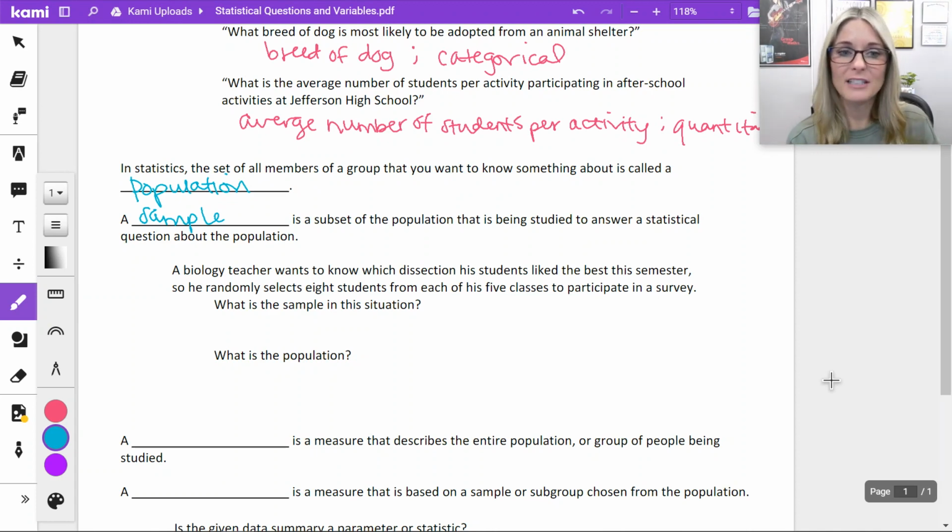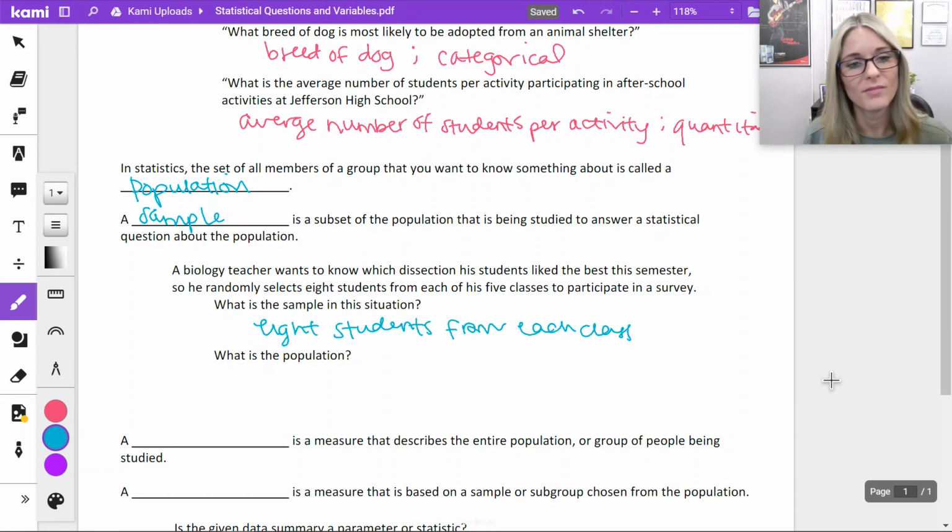Another example here, a biology teacher wants to know which dissection his students liked best this semester. So he randomly selects 8 students from each of his 5 classes to participate in a survey. What is the sample in this situation? And what is the population that he is trying to represent with this sample? We were told he has 5 biology classes. His 5 biology classes.